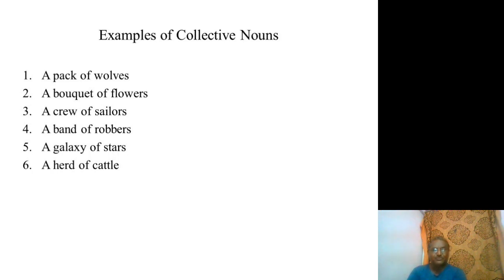Come on, my dear friend. Someone invites the chief guest with a bouquet of flowers. It doesn't mean that you invite that friend with only one flower. When you mention a bouquet of flowers, you are going to invite the chief guest to the seminar, and a bouquet of flowers means a lot of flowers are there in that bouquet. So a bouquet is considered to be one unit, that's called a single unit.